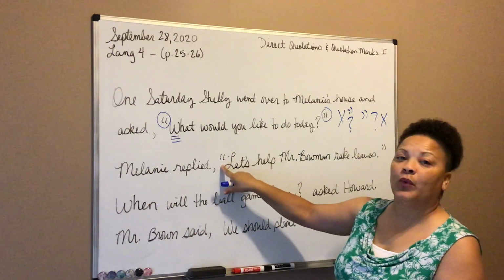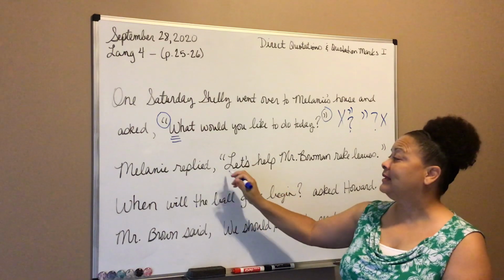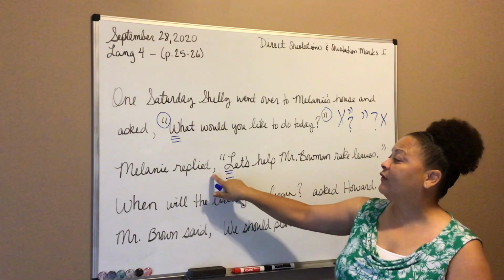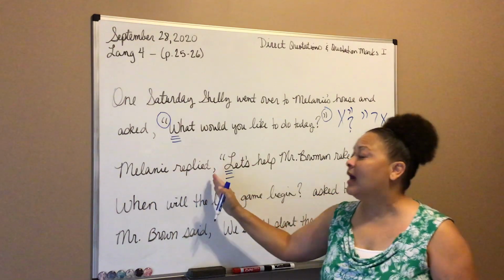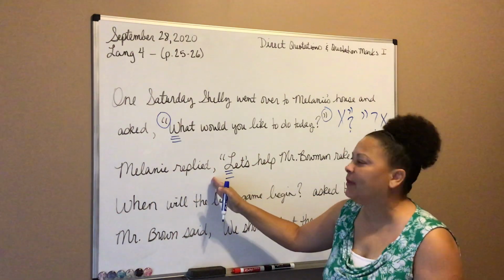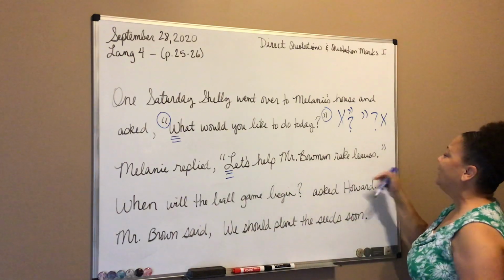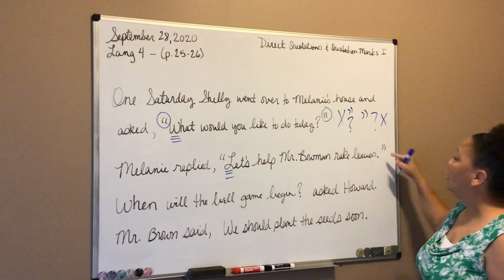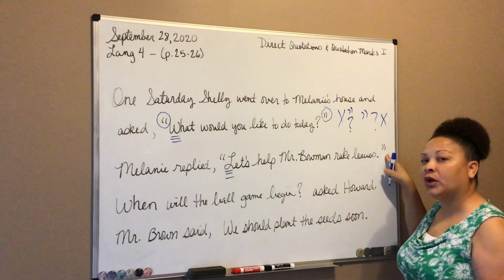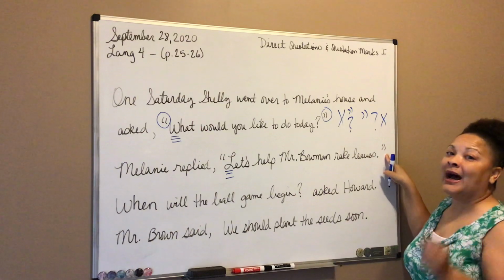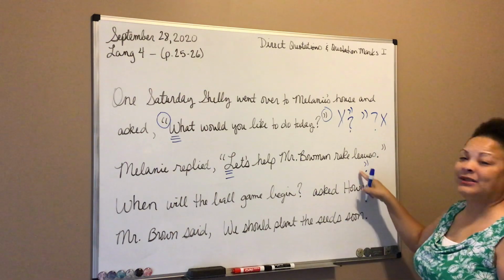It is set off with an open quotation. Her first word is capitalized, right? And of course it is preceded by the comma. Melanie replied, comma. What did she reply? Open quotation. Let's help Mr. Bowman rake leaves. Period, close quotation. Notice that the period comes before the close quotation, not above it, right? It's not period and close quotation on top.